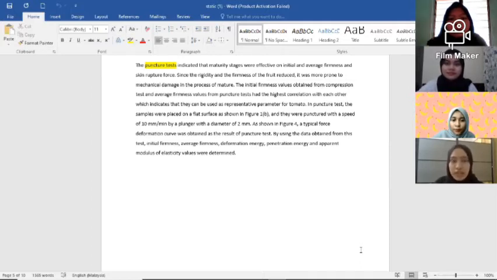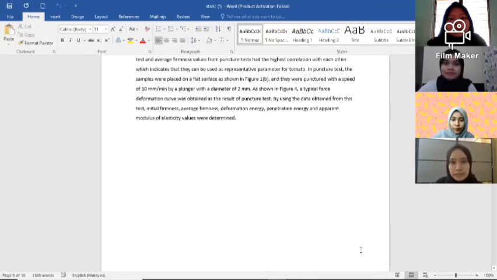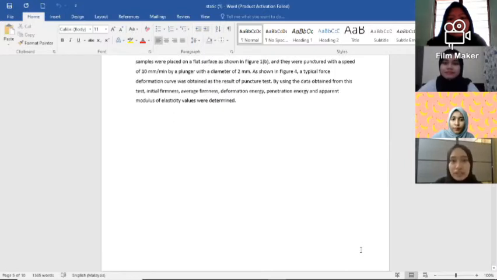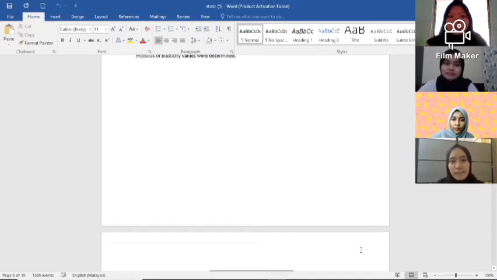So in the puncture test, the samples were placed on a flat surface as shown in figure 1B, and they were punctured with a speed of 10 millimeter per minute by a plunger with a diameter of 2 millimeter. There's a graph in the figure that shows a typical force deformation curve that was obtained as the result of the puncture. By using the data obtained from this test, initial firmness, average firmness, deformation energy, penetration energy, and apparent modulus of elasticity values were determined.